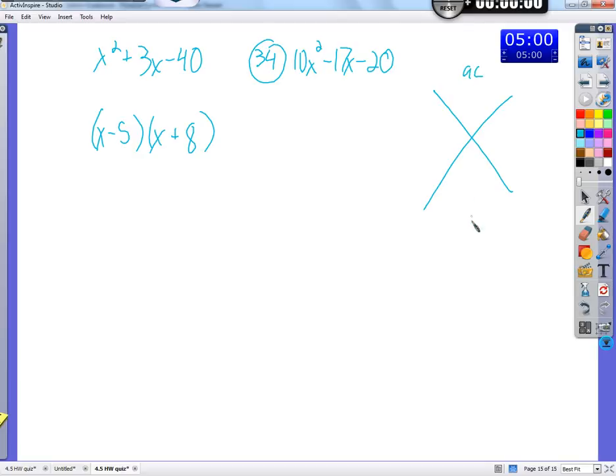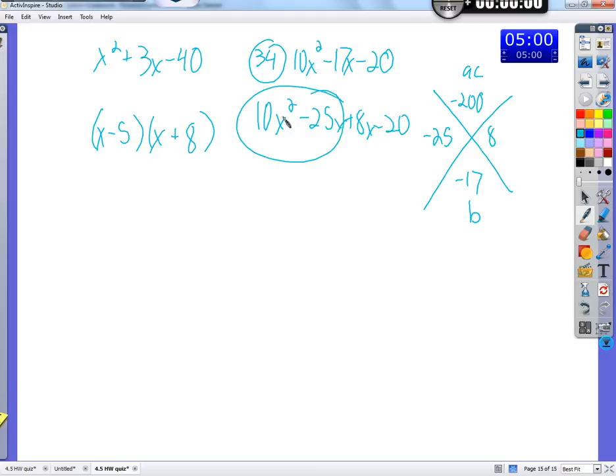AC method again: 10 times negative 20 is negative 200, and B is negative 17. What multiplies to negative 200 and adds to negative 17? I think it was 25 and 8, yeah, that'll do it. So 10x squared minus 25x plus 8x minus 20.